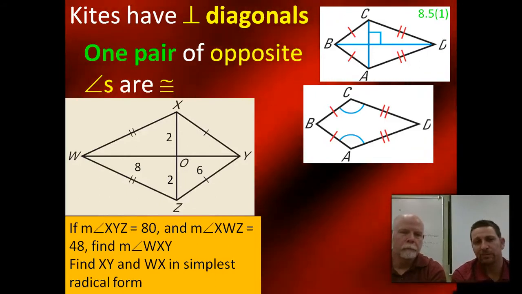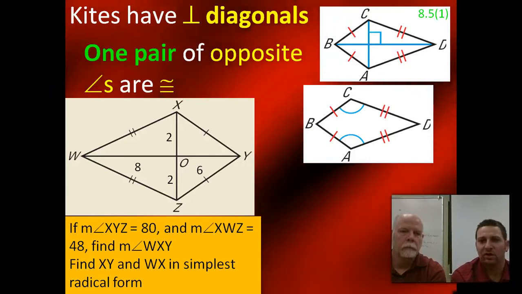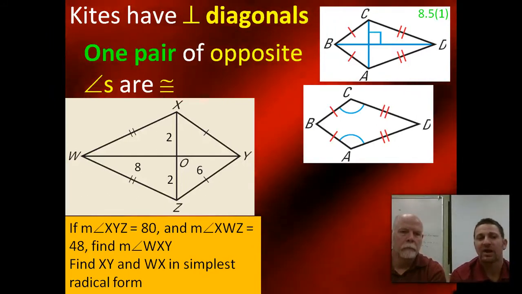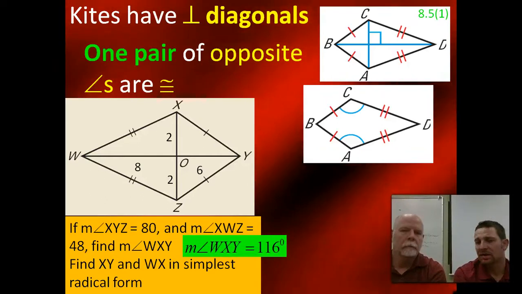Because it's a quadrilateral, guys, you have to remember it adds up to 360. So the best way to go about this is, I have a 48-degree angle and an 80-degree angle. If I add those two together, I get 128. If I subtract that from 360, that leaves me 232 between those two angles. And so then I just divide 232 in half, and I get that WXY is 116. I know I'm going a little bit fast here, but that's just the way you have to do it.